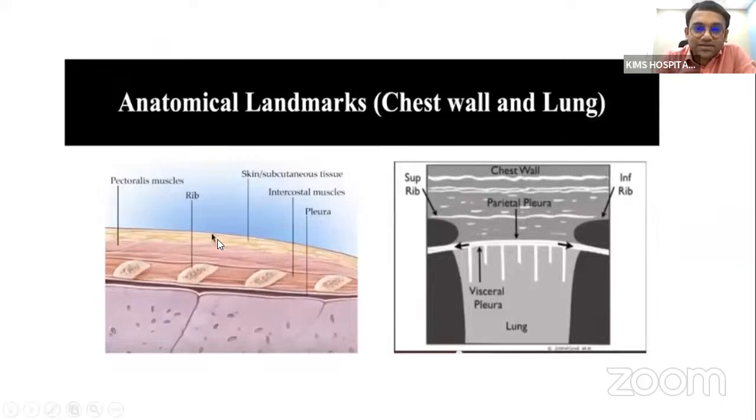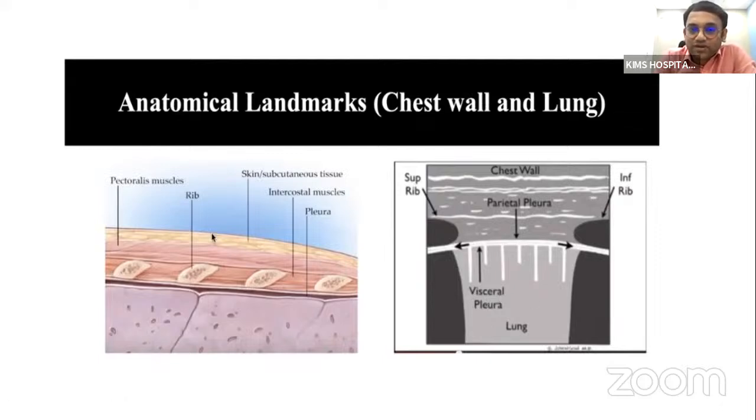In the picture, as we can see, there is the skin and the subcutaneous tissue, and there is the pectoralis muscle. Then we have the ribs with intercostal muscle, and below this we have the pleural line, and below this is the lung. Here also we can see the chest wall, subcutaneous tissue, then the muscle, then the ribs, and the intercostal muscle. We have the parietal pleura and the visceral pleura, and usually there is a very small amount of fluid and no air between the parietal and visceral pleura, and below this is the lung. So these are the anatomical landmarks.